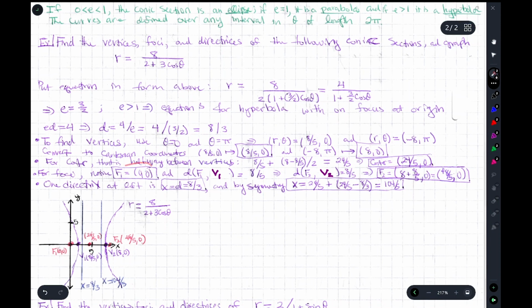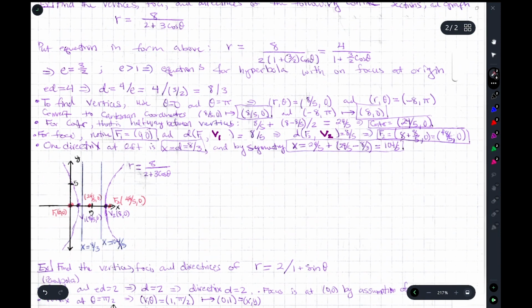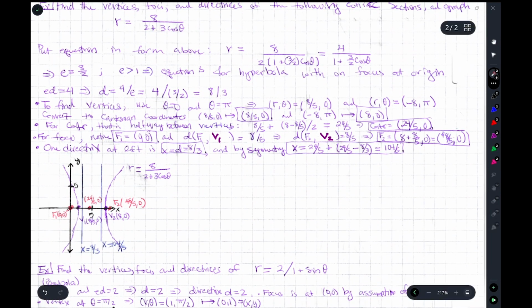What about the foci? Well, one of these is at the origin. How did I know that? Well, these equations assume one of the foci is at the origin. So one is at the origin. Okay, now the goal is to find the second one.